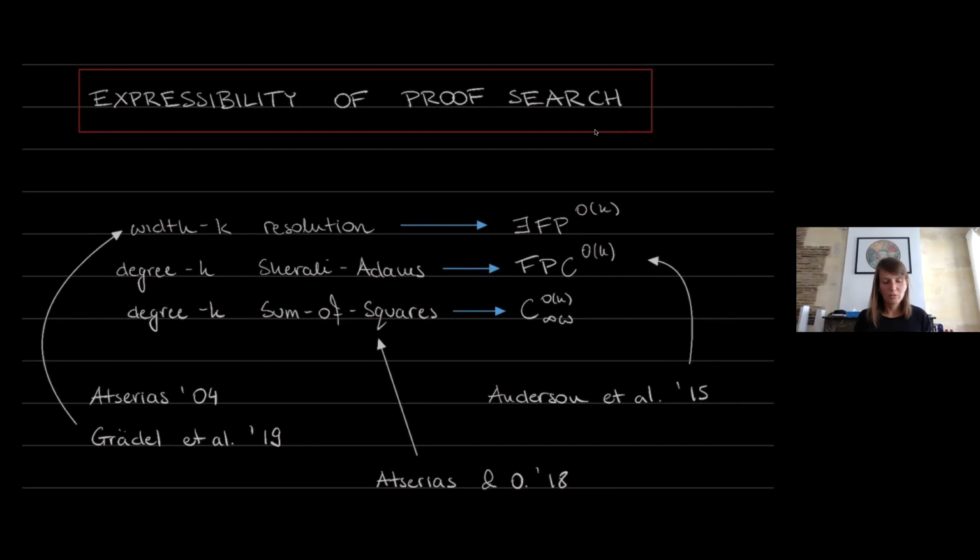I'm going to start by briefly discussing the results on bounded degree resolution. Then I want to get into the details of the proof for Sherali-Adams and sum of squares, which are very closely related.